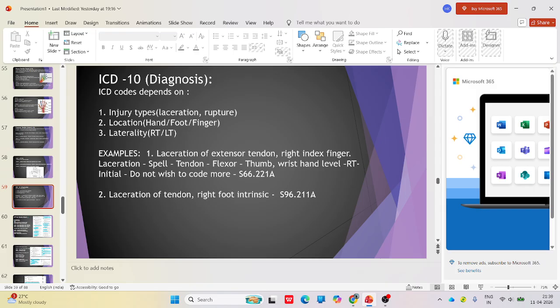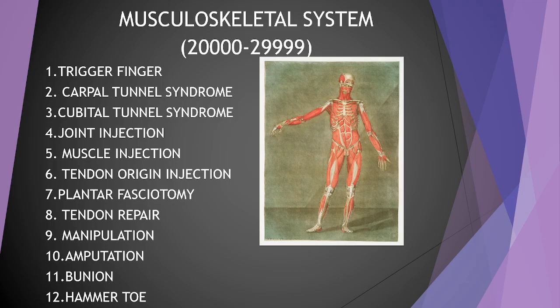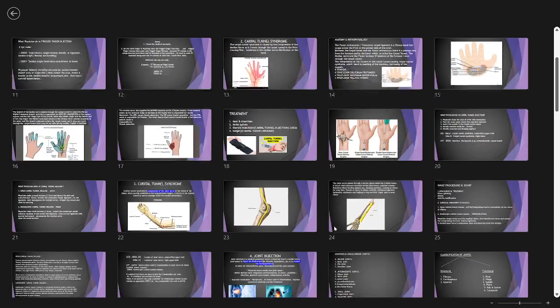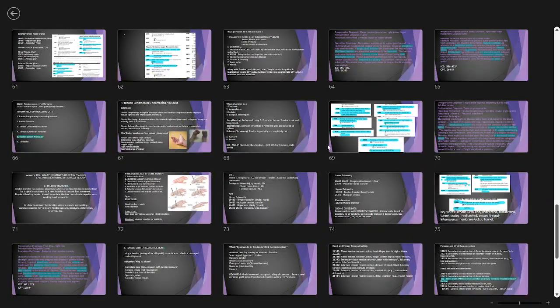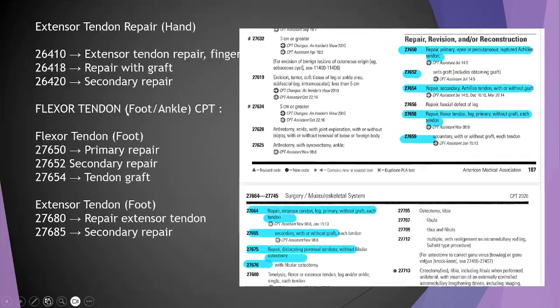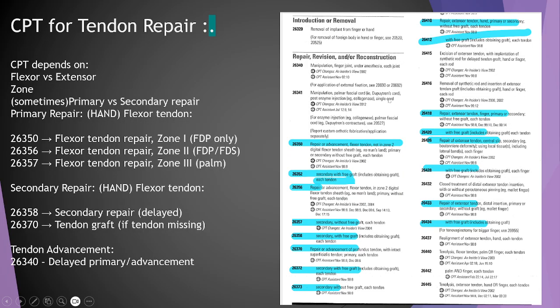After the ICD, we'll see the CPTs of the tendon repair. These are the screenshots of the CPTs of the tendon repair. The CPT depends upon the flexor versus extensor zone, and sometimes the primary and the secondary repair. The primary repair of the hand flexor, and the secondary repair of the hand flexor or extensor.